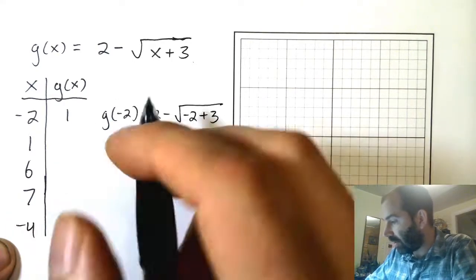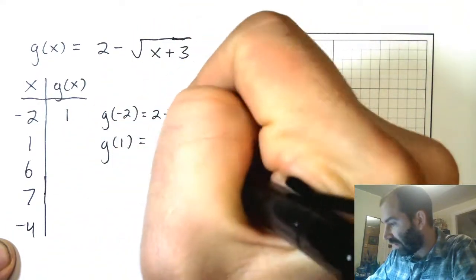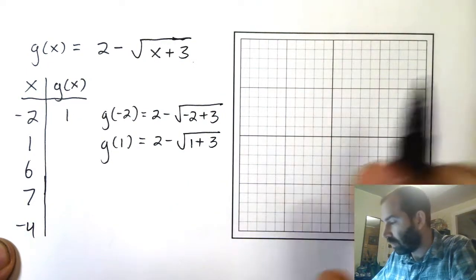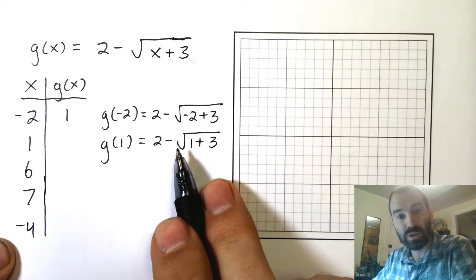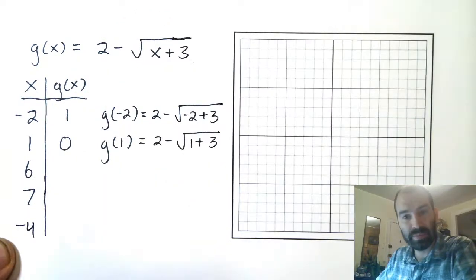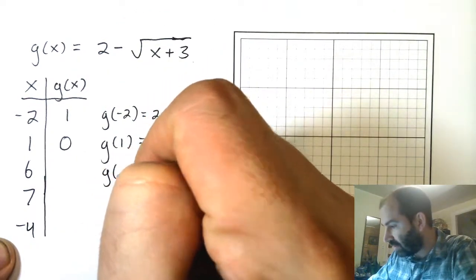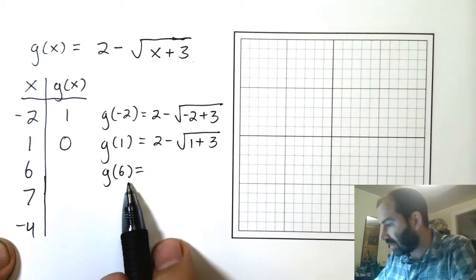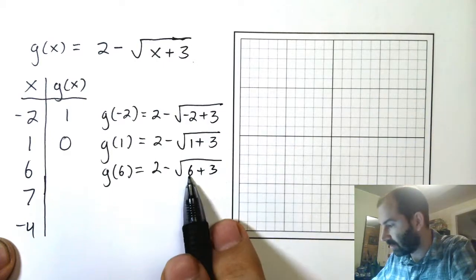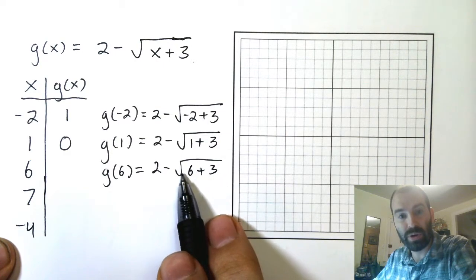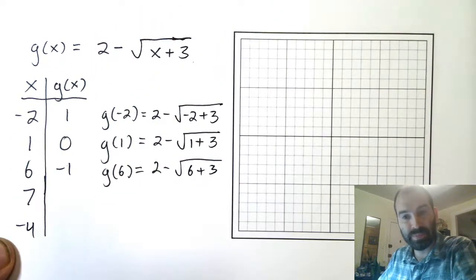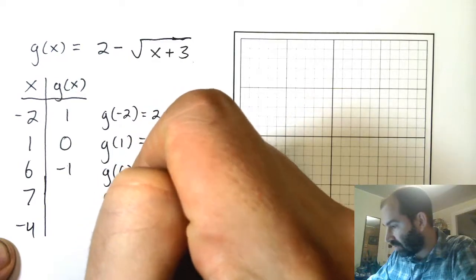All right, let's try 1. g of 1. Well, that's 2 minus the square root of 1 plus 3. Well, 1 plus 3 is 4. Square root of 4 is 2. 2 minus 2 is 0. Okay, great. g of 6. g of 6 is 2 minus the square root of 6 plus 3. Well, 6 plus 3 is 9. Square root of 9 is 3. 2 minus 3 is negative 1. Let's do 7. g of 7.